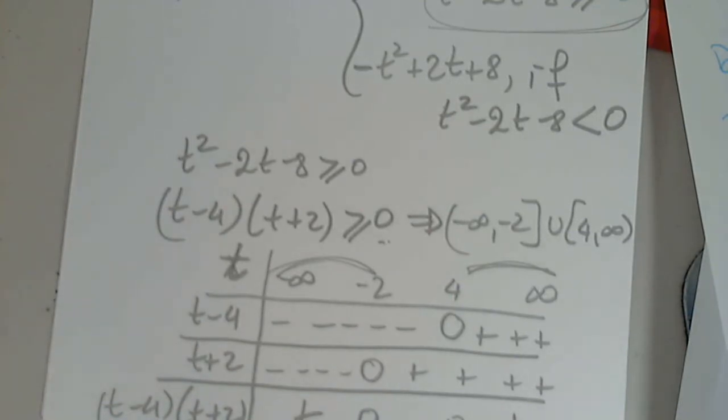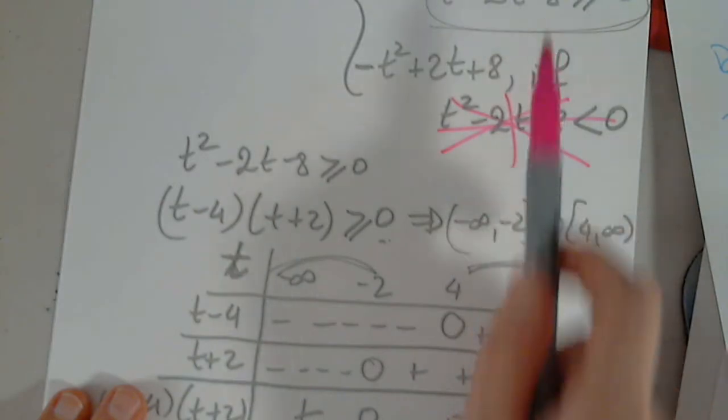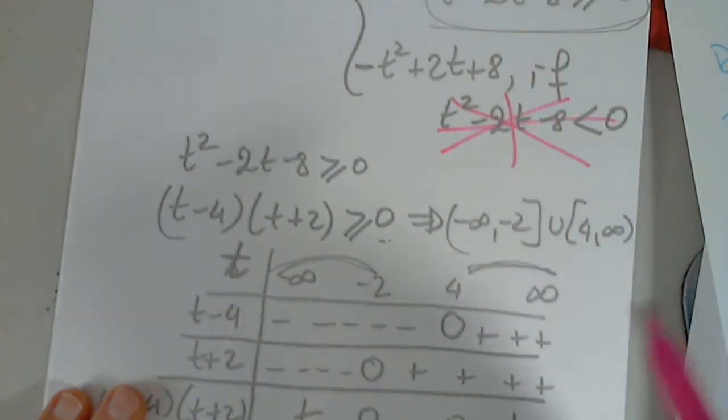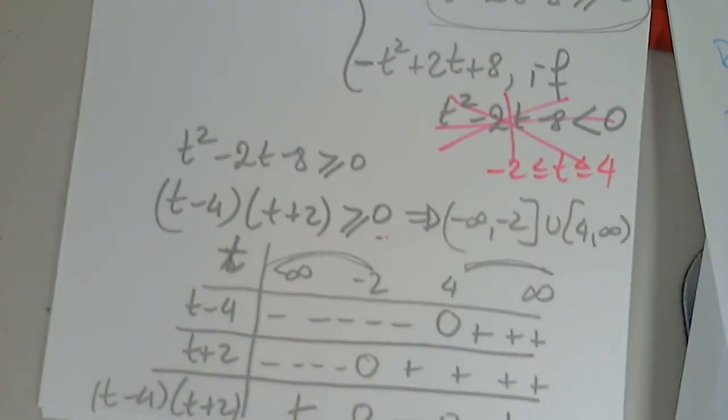I always refuse to solve the second inequality, because what's not here is here. So this is negative 2 less than or equal to t less than or equal to 4. Don't waste your time with the second inequality.